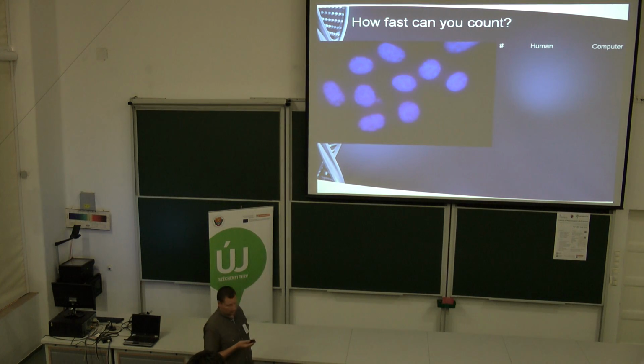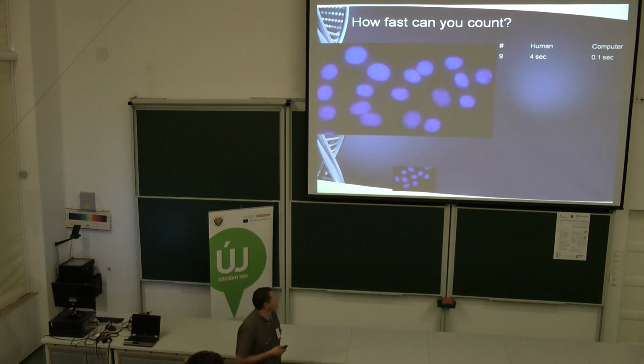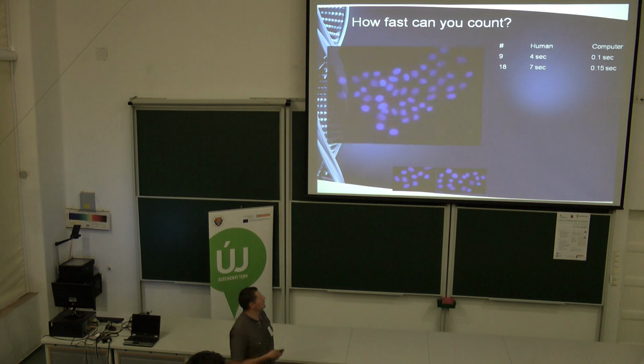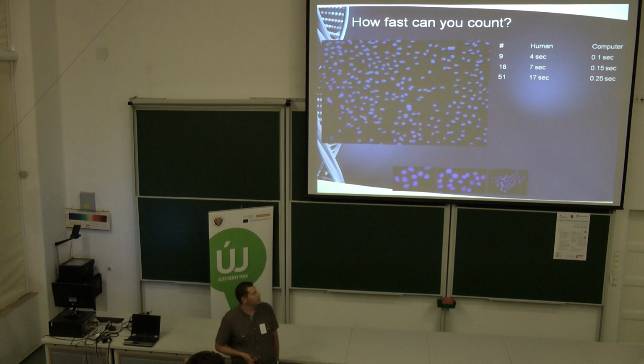So these are cells stained with a dye staining the DNA. How many cells do you see here? About 10, right? For a human, it takes quite some time. For a computer, it's much faster. How about here? Very good. Okay. And the good thing with these very high-throughput computers is that I can go further and even further.